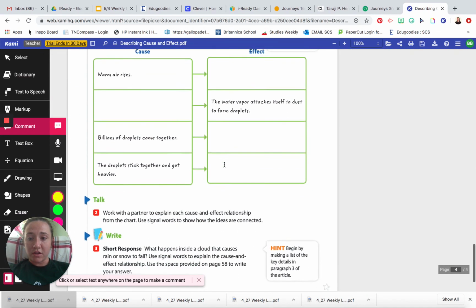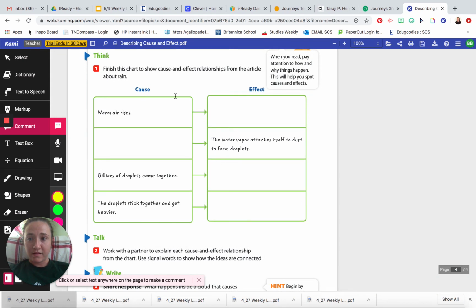So here's the chart that you will fill out. The first cause you will read about is warm air rising. The effect is unknown. So you are going to think about what happens because warm air rises. You will find these answers in both the picture and the text. Warm air rises, and as a result, what happens?